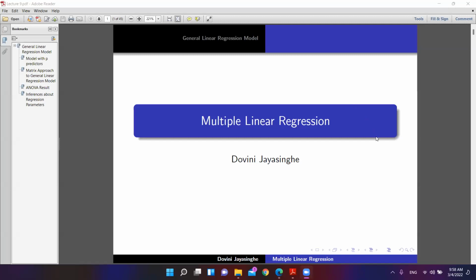Today we are going to discuss multiple linear regression, where we have more than one predictor variable involved in the model. In multiple linear regression, we always have one response variable, or one y variable, but we have more than one predictor, or x variables, right?